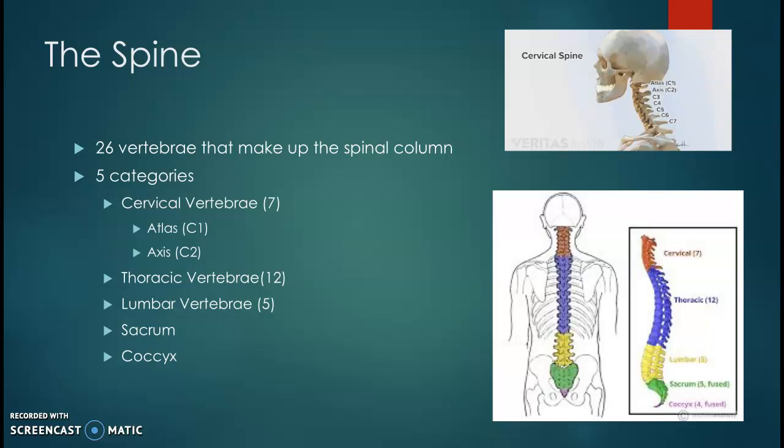And then in the sacrum, there are multiple bones, but as we age, they fuse together to make one sacrum. And that goes for the coccyx as well. It begins as 4 bones, but as we grow into our adult age, it becomes 1.